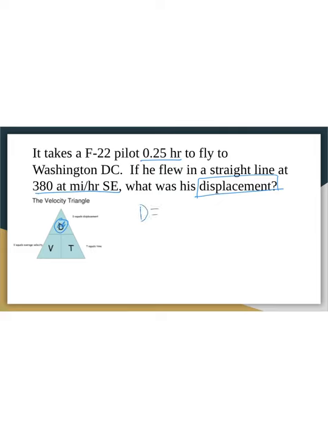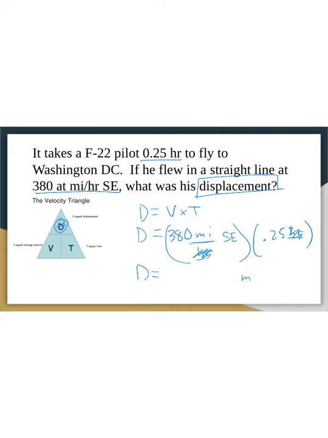The one that we cover up is equal to the letter V next to the letter T. And once again, when they're next to each other, that means multiply. So displacement is equal to velocity, which is 380 miles per hour southeast, multiplied by our time, which is in this case 0.25 hours. Now we notice that this hour is on top, in the numerator, and this is in the denominator, so those two will cancel out with each other. And it makes sense that if you're trying to find a displacement, which is a length, you would end up with miles. And displacement also has a direction, which is southeast.